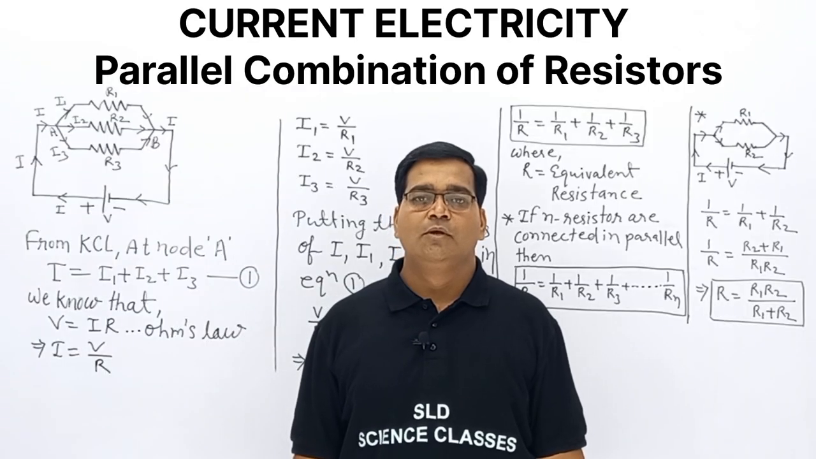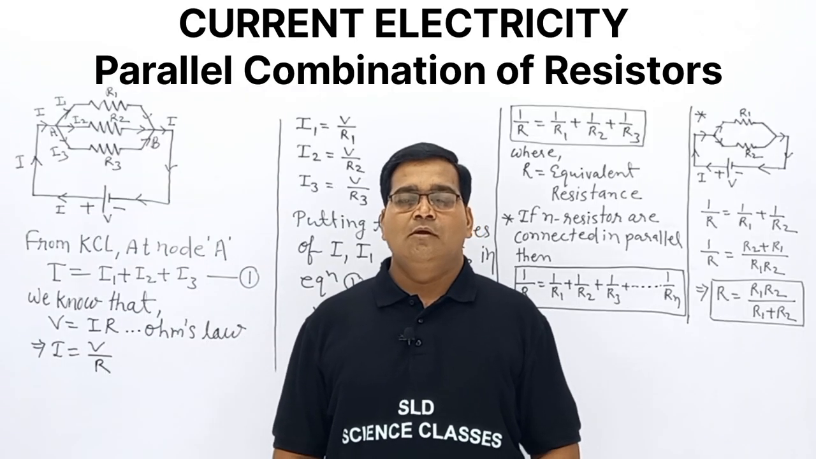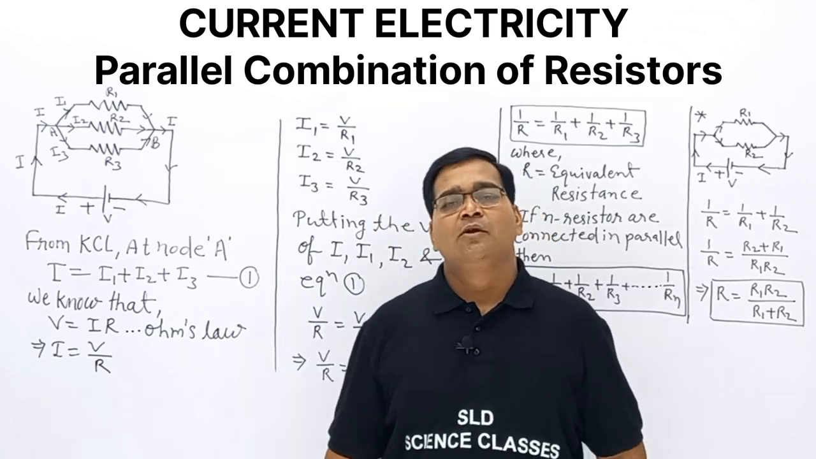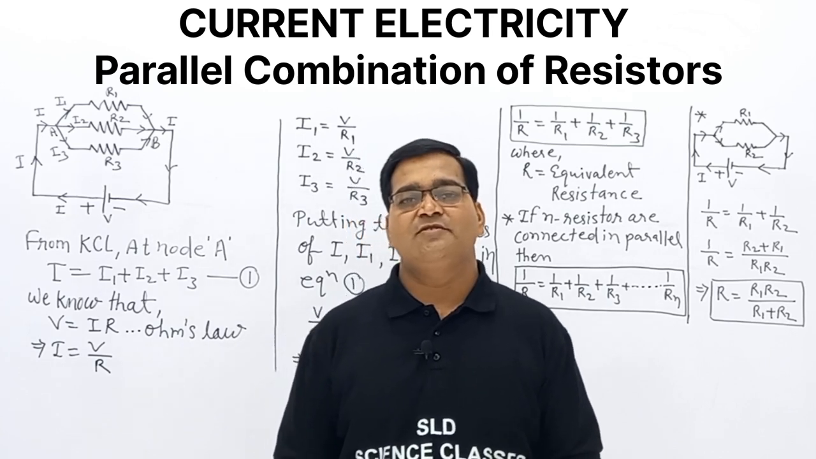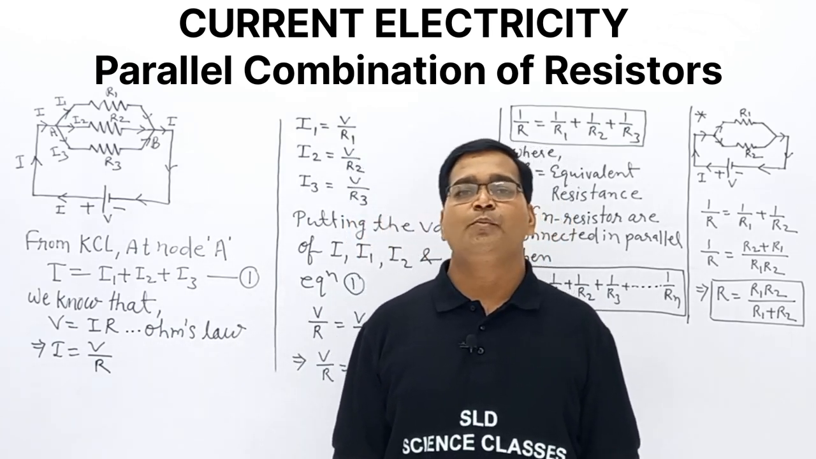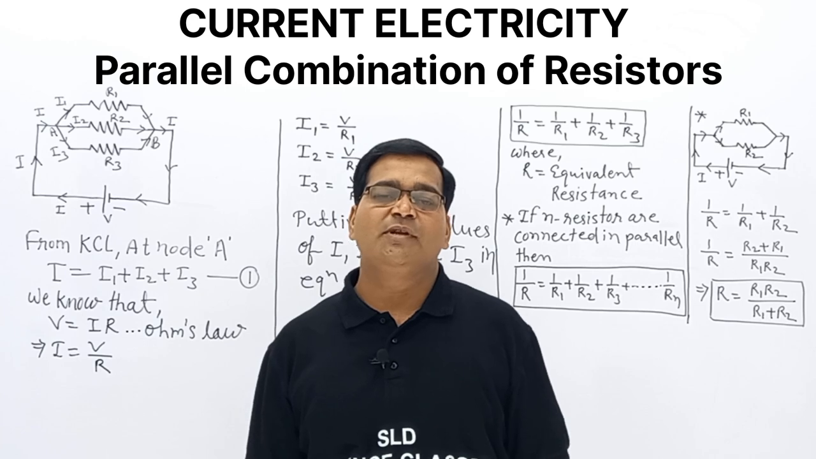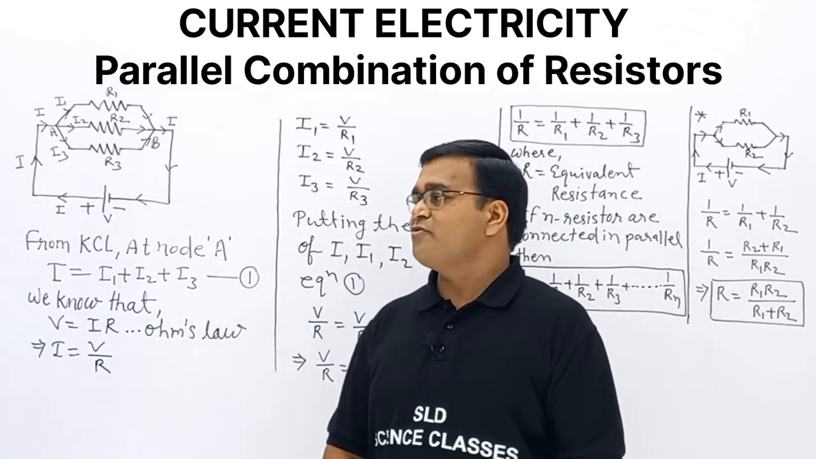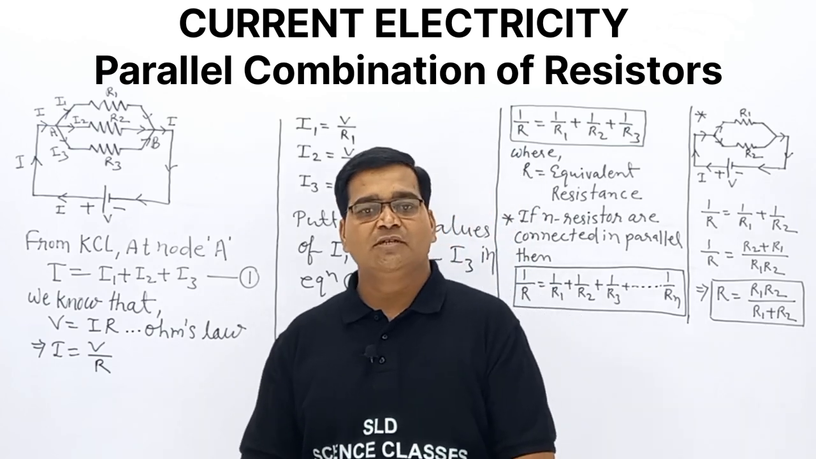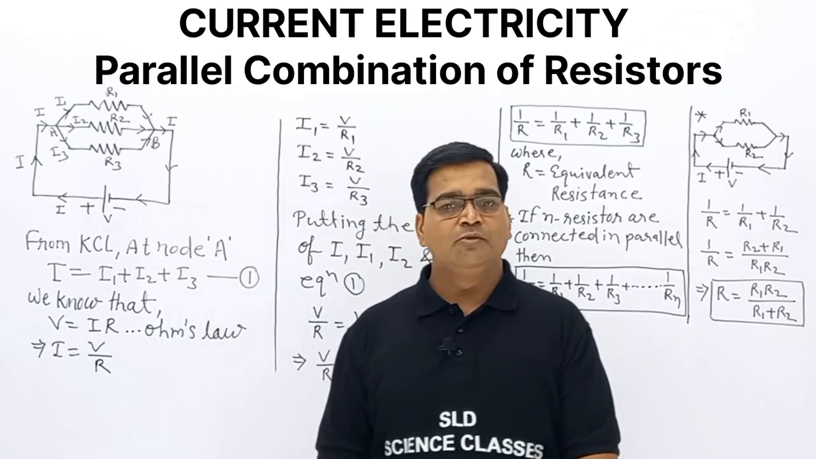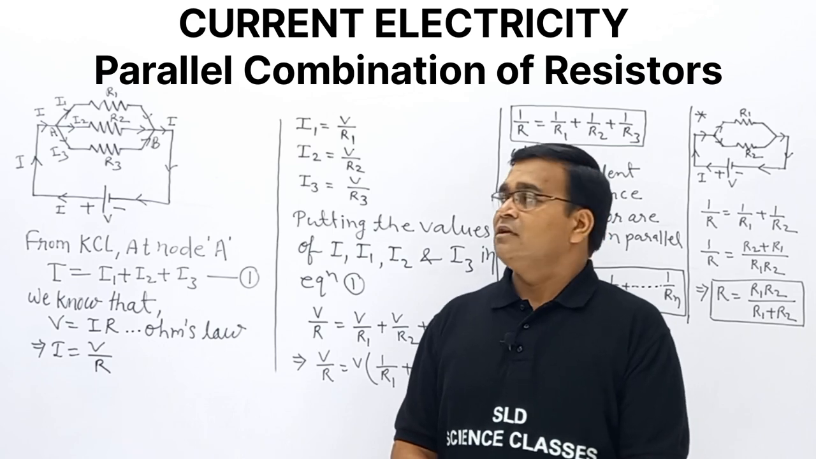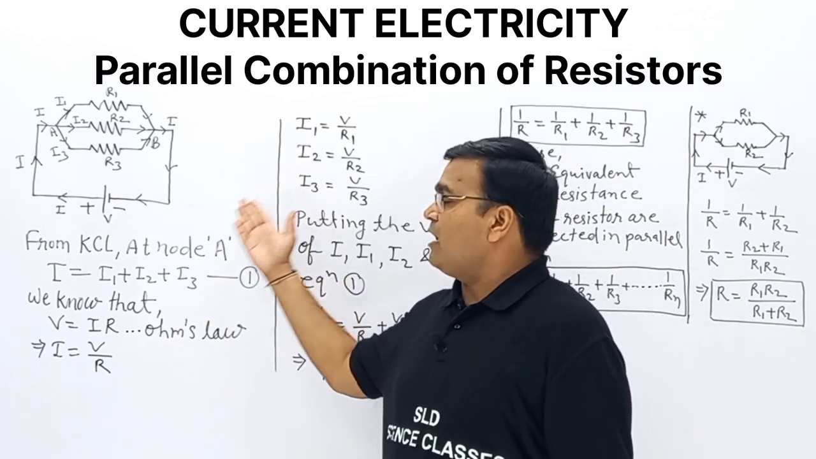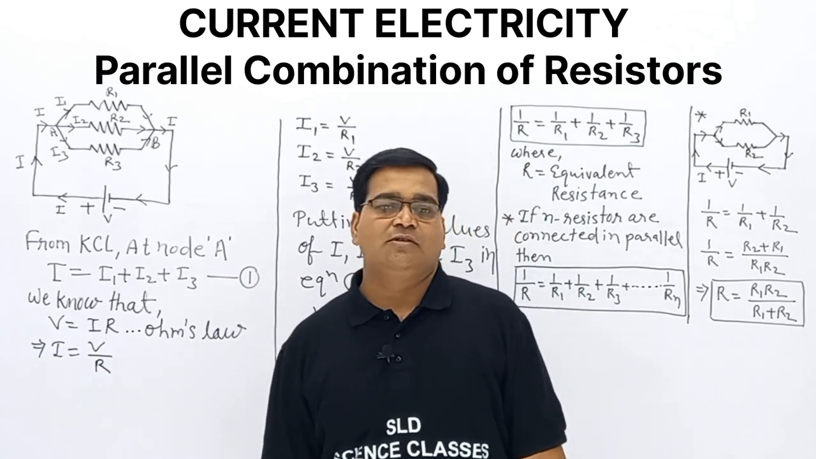In this video, we will discuss the combination of resistors. We have two types of combination of resistors. The first one is the series combination of resistors, and the second one is the parallel combination of resistors. We already studied the series combination of resistors; you can observe that lecture. Now in this class, we will discuss the parallel combination of resistors.